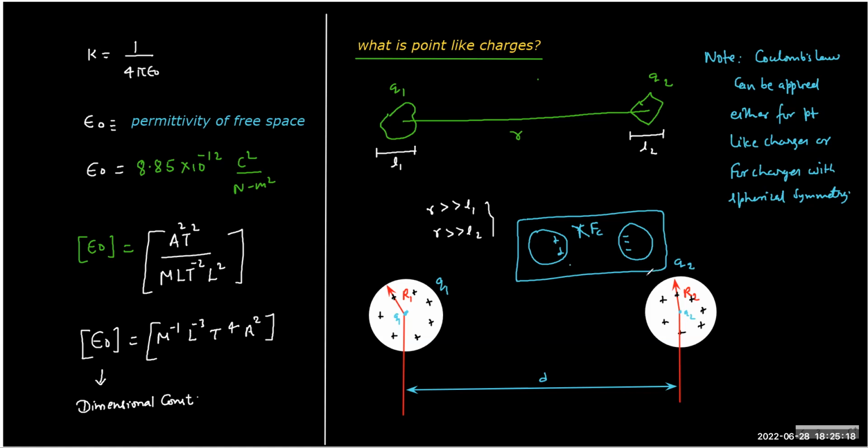Just because the charge is given to a spherical body does not mean we can apply Coulomb's law. The charge itself should be spherically distributed. What matters is the charge distribution, not the body shape. The body can have any distribution of charge, but unless it is spherical, we cannot apply it. So these are some do's and don'ts.